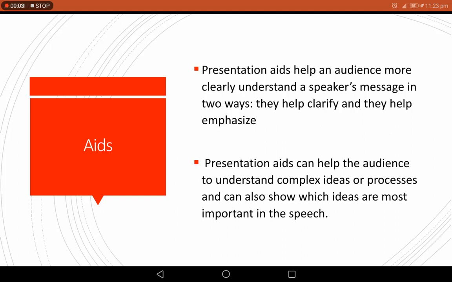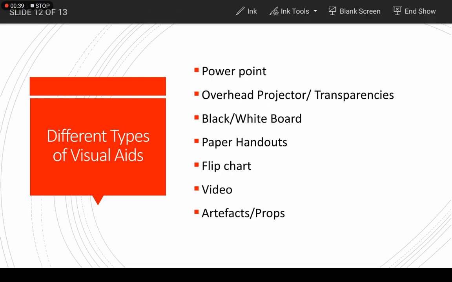Coming to the last part of the oral presentation and presentation aids, let us discuss more about the aids. Presentation aids help an audience more clearly understand a speaker's message in two ways. They help clarify and they help emphasize. Presentation aids can help the audience to understand complex ideas or processes and can also show which ideas are more important in the speech. For all these reasons, we need to use presentation aids.